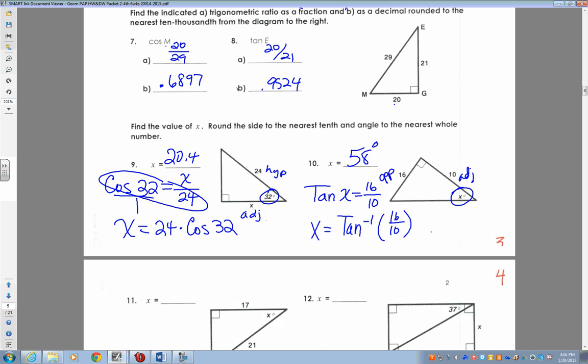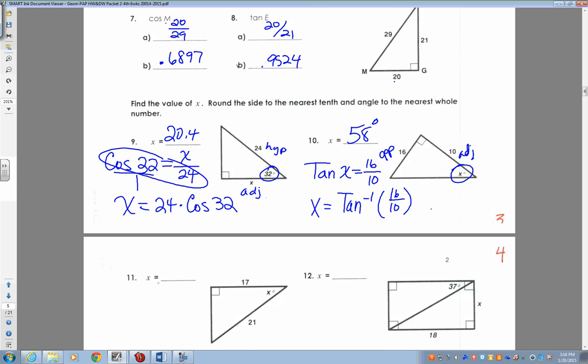Are we okay on there? Yes. All right, so what do we do when x is on top? Multiply. If x is on the bottom? Divide. If x is inside the triangle? Inverse. Okay, so let's look at the next one real quick.